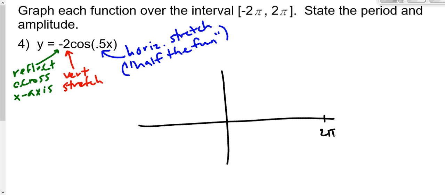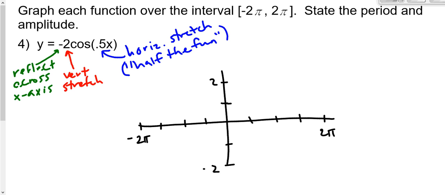So 2 pi, -2 pi. We're going to need to go up to a height of 2 and down to a height of -2. Let's divide up the x-axis. We're dividing it into 4 equal chunks there like we normally do.